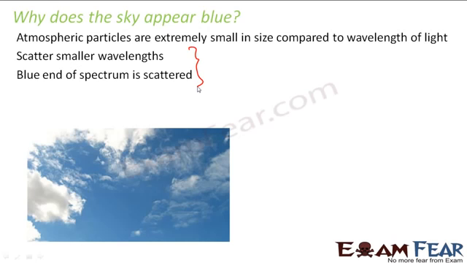Had there been no atmosphere, let us suppose there is no atmosphere present, in that case, what would be the color of the sky? If there is no atmosphere present, there would be no atmospheric particles. So there would be nobody to scatter the light. As a result, in that case, the sky would look dark. There would be no color of the sky at all. Right?